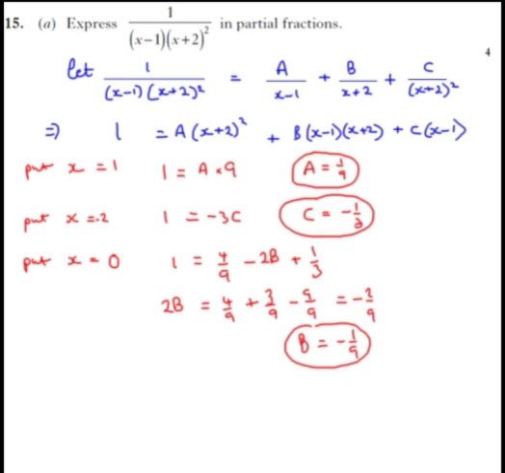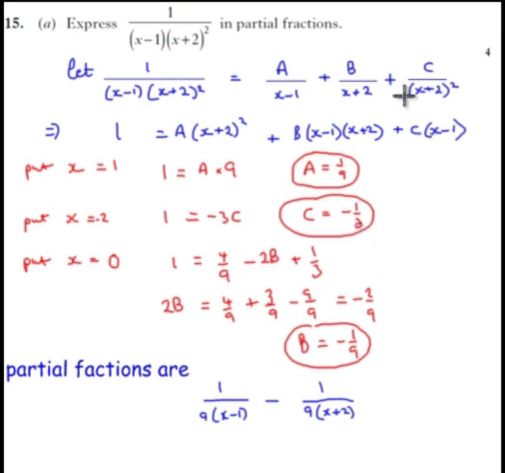So we can write our partial fractions. 1/9 for A, but we can put the 9 in the bottom with the x minus 1, so that's 1 over 9 bracket x minus 1. B is negative 1/9, so we can also bring the 9 down the bottom, so that's negative 1 over 9 bracket x plus 2. And the third term, C is equal to negative 1/3, so we can put a negative 1 on the top, and we can put the 3 in the bottom with the (x plus 2) all squared. And there's our partial fractions.